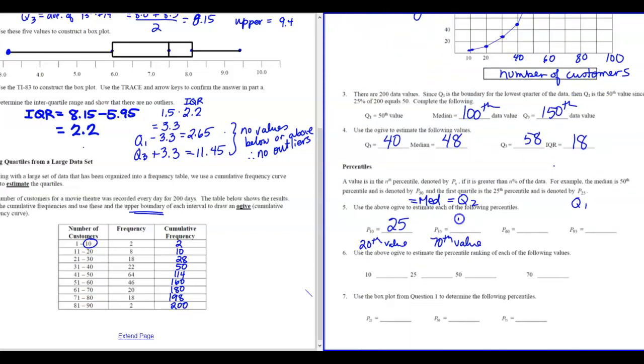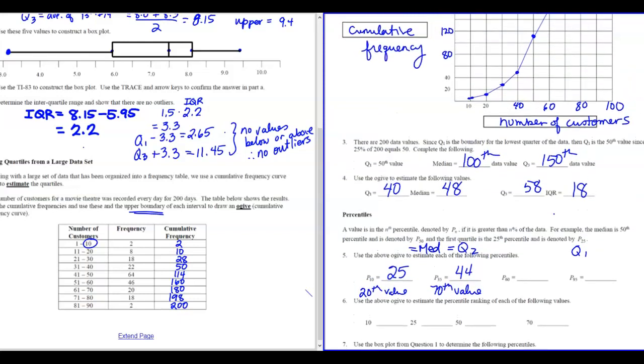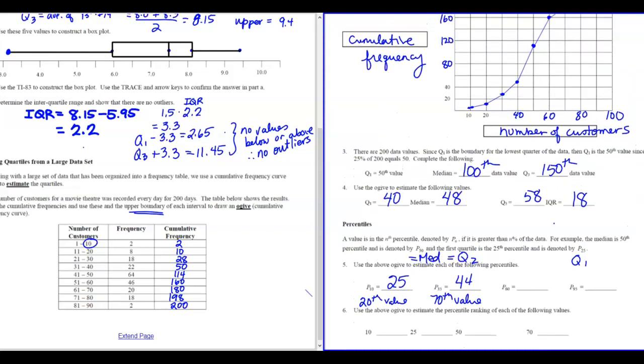If this is on a test, we will allow a little bit of leeway in the answers, like plus or minus 1 or 2 each way, but not more than that. You've got to be pretty close. Okay, then the 60th percentile is the 120th value. If I go across to 120 and go down, that's maybe 52 or 53.